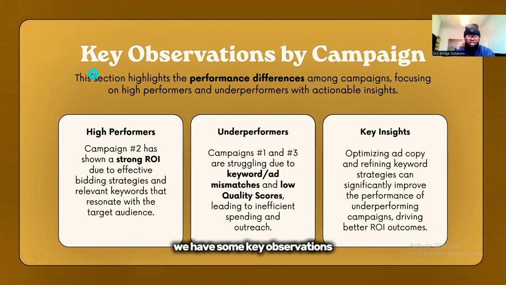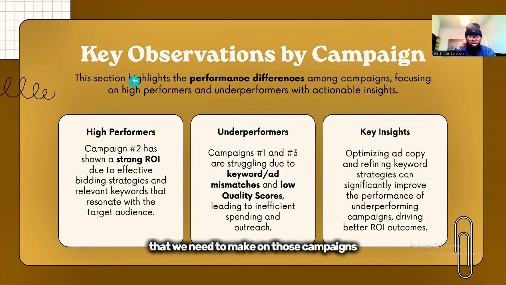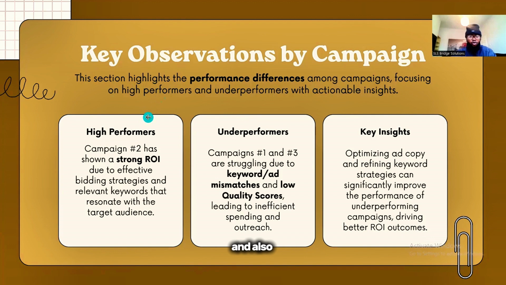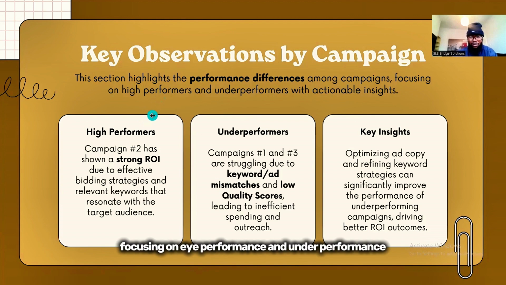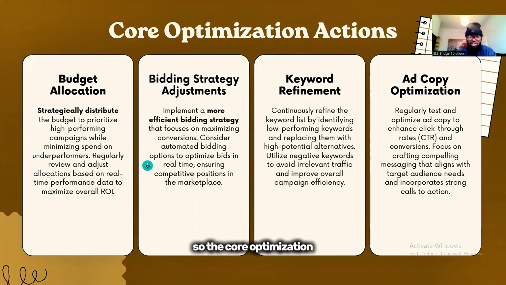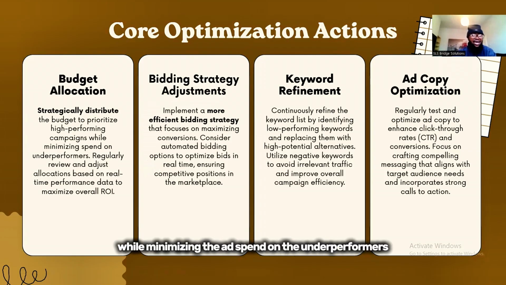So we have some key observations that we need to make on those campaigns. This section is going to be highlighting the performance differences among campaigns and also focusing on high performance and underperformance with actionable insight. Now looking at the high performing campaign, which has shown a strong ROI, the core optimization action that we are going to be taking is to allocate budget strategically by distributing the budget to prioritize high-performing campaigns while minimizing the ad spend on the underperformers.